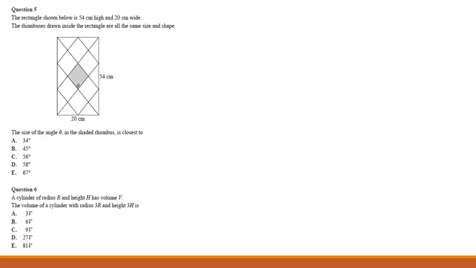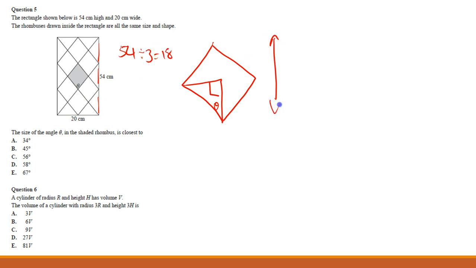A rectangle shown below is 54 high and 20 centimeters wide. The rhombuses drawn inside the rectangle are all the same size and shape. Find the angle marked theta. So I've got one rhombus. I'm going to make a right angled triangle in that rhombus to work out theta. If I do 54 divided by 1, 2, 3, it's 18. So that distance is 18. So that distance is half that, 9. 20 divided by 2 is 10. So that distance 10. So that distance is 5.